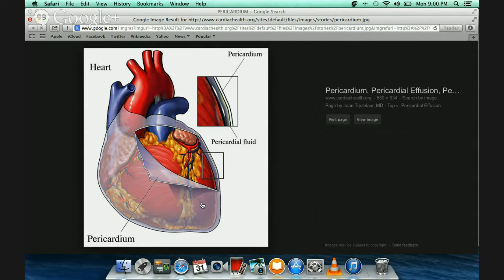Occasionally, we can see elevation in the cardiac enzymes suggesting damage to the superficial myocardial fibers during the inflammatory process. So this is a brief description of the pericardium, its function, and pericarditis.